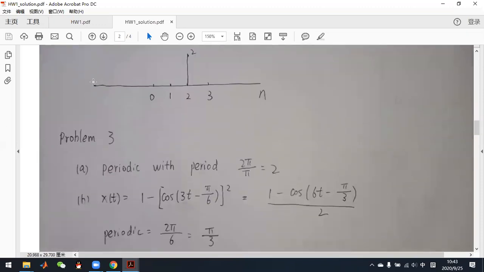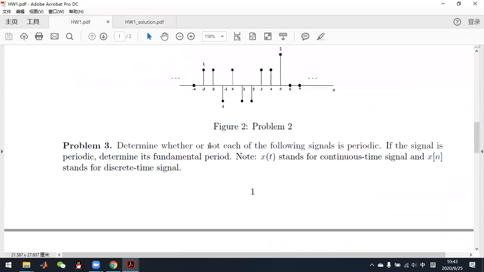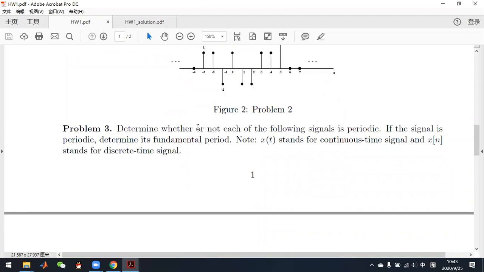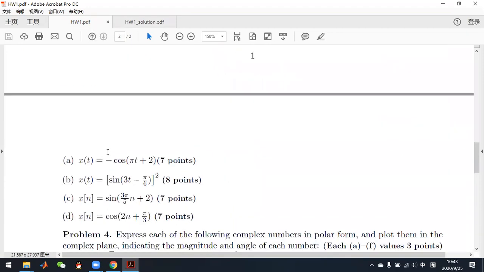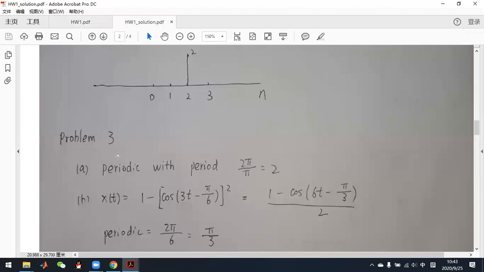And next one, problem 3. Determine whether or not each of the following signals is periodic. If the signal is periodic, determine its fundamental period. And the first one, x of t, is minus cosine pi t plus 2. This is very easy. It is obvious that it is a periodic signal, and the period is 2 pi over pi, which is 2.